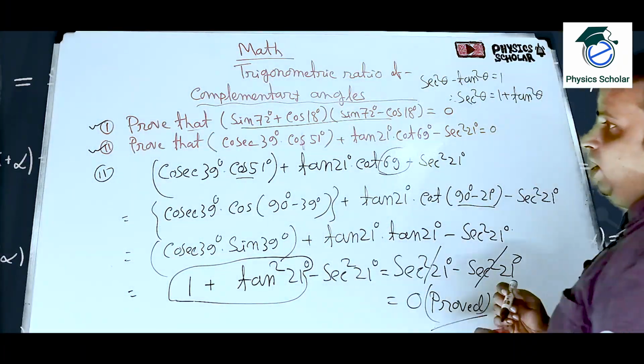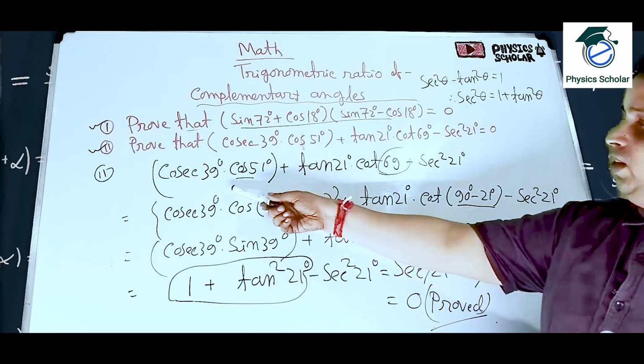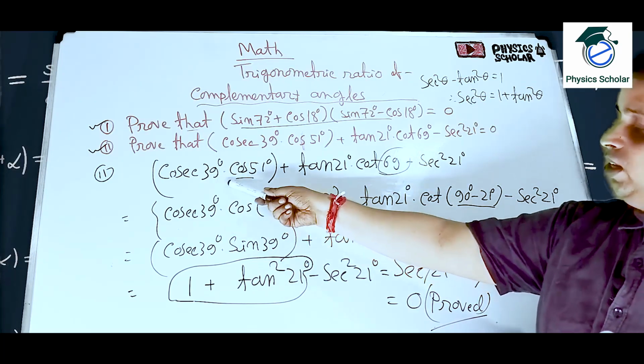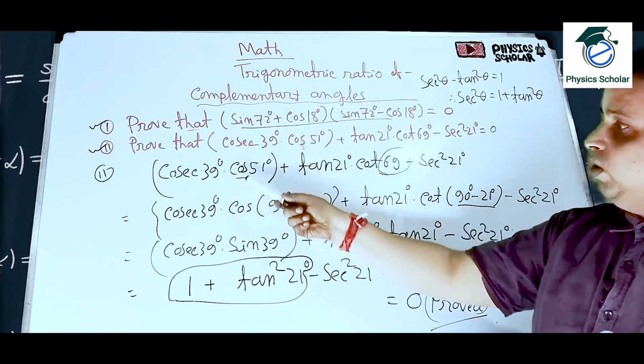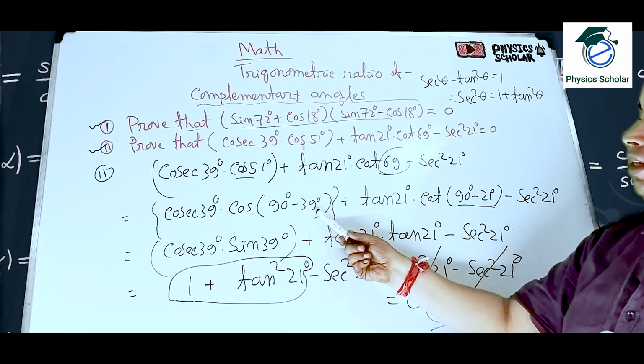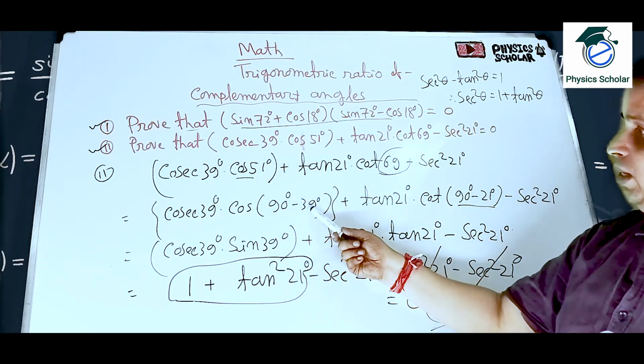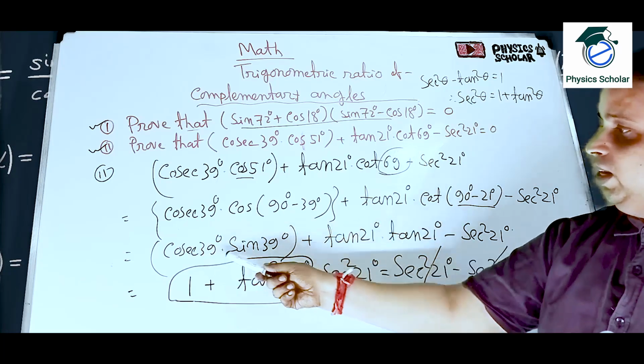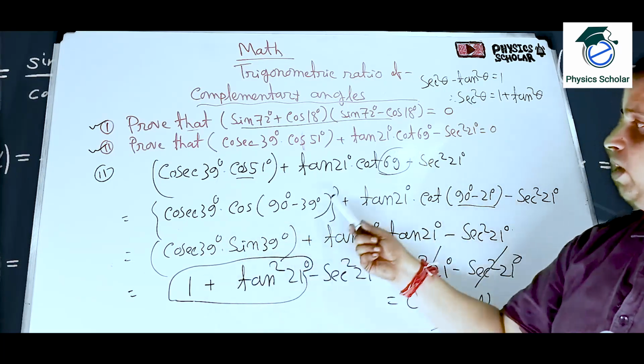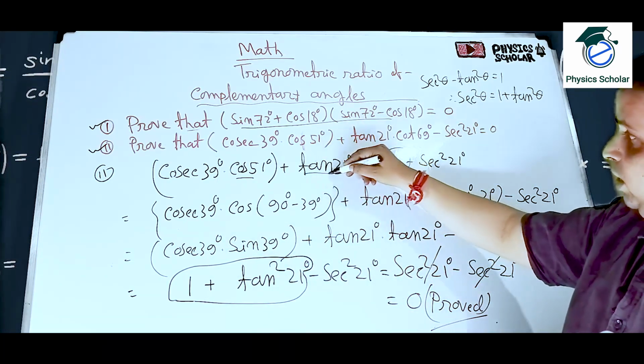So here what are we doing? Cos 39, cosec 39 into cos 51. So cos 51, what can we write? Cos of 90 degree minus 39 degree. So 90 minus 39 means 51. Clear? So cos 90 minus theta means sin theta. So cosec theta and sin theta means 1. So this part we are keeping as it is.